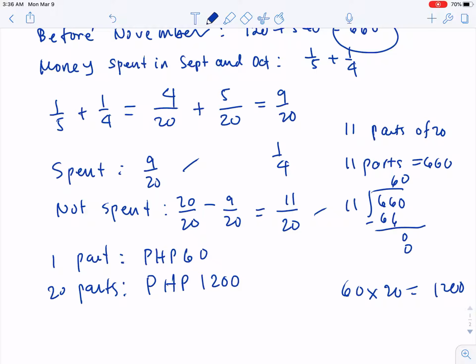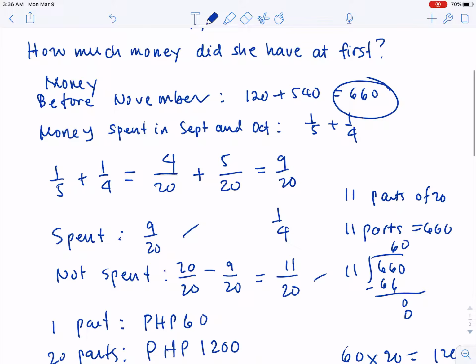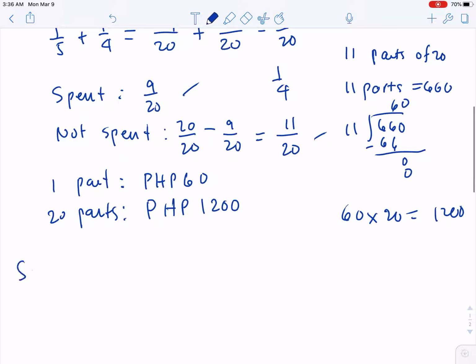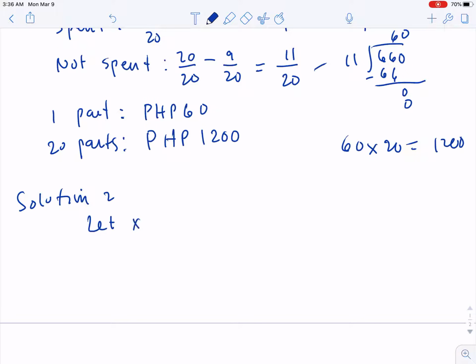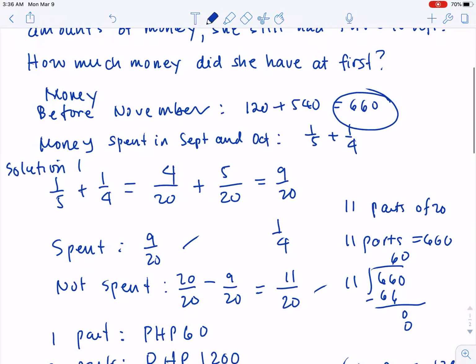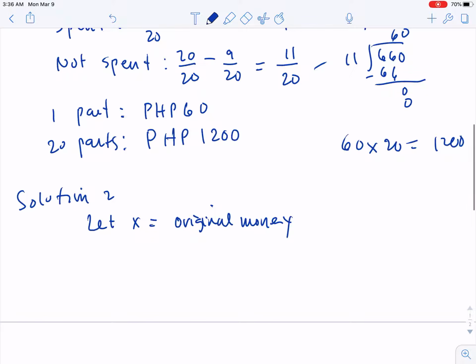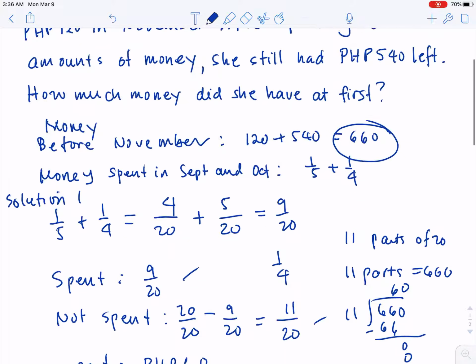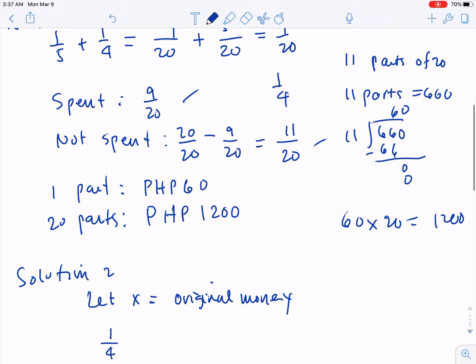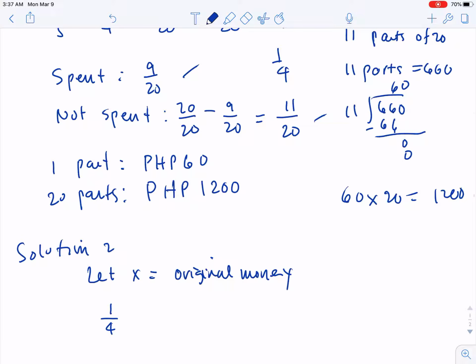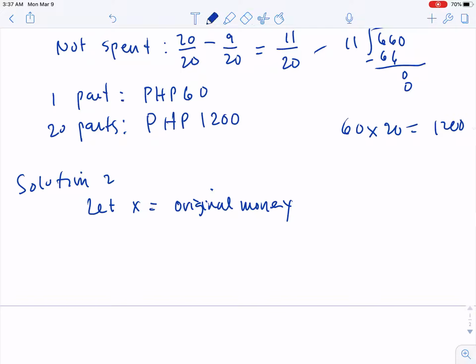Paano naman pag may algebra? No? That's without algebra. So, pag algebra, let x be the amount of, ito yung original money niya. Before she spent yung 1/4, 1/5, tsaka yung 120. So, in-spend niya yung 1/4. Tama ba? 1/4 ba yung una? 1/5 muna. So, 1/5. Ang ginawa niya, 1/5 x.